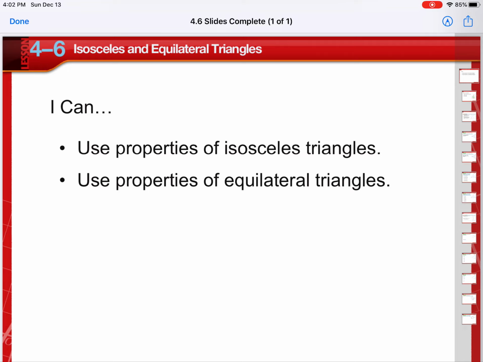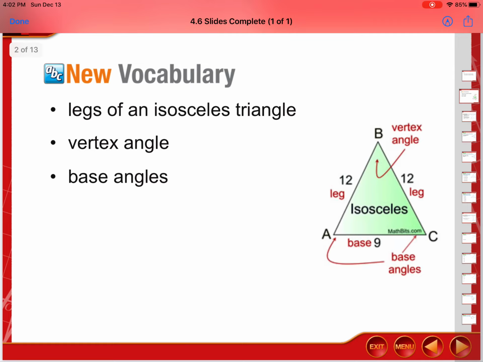And just as a quick review, isosceles triangles have at least two sides that are congruent, and equilateral have three sides and three angles that are congruent. The angles, of course, being 60 degrees each.